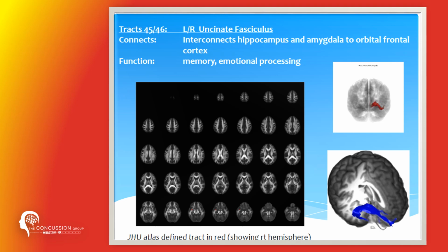Similar to the last slide, tracts 45 and 46 were reported as abnormal. That's the left and right uncinate fasciculus. What do they do? They connect the hippocampus and the amygdala to the orbital frontal cortex. What's its function? Again, according to the Johns Hopkins University Atlas, it's involved with memory and emotional processing. So that'll help you when you present your case regarding what area of the brain is involved, and it certainly will again help your clinicians that are working with you to help your client.